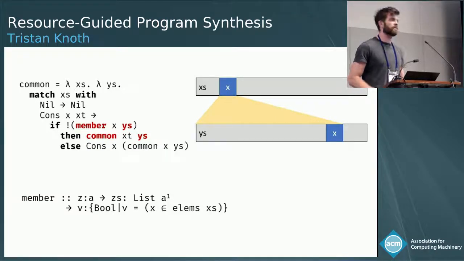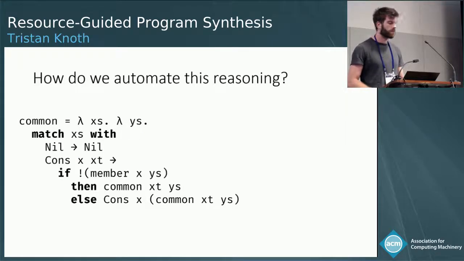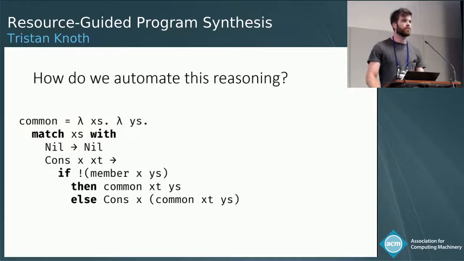Basically, the problem is the sequential application of member and then common. We don't have enough units of potential at the top level to pay for both function applications, since both member and common require the input lists to carry potential. So we need to figure out a way to automate this kind of reasoning. And what we're going to do is reduce this problem to solving a system of linear arithmetic constraints.